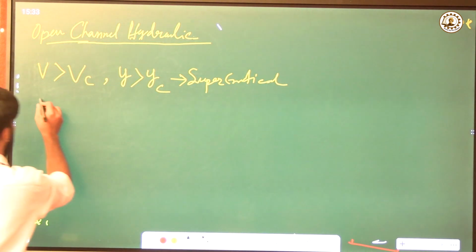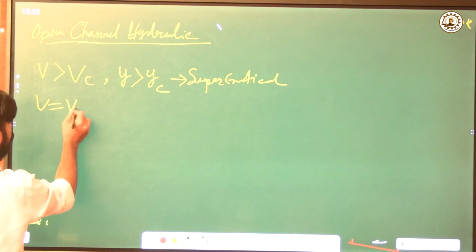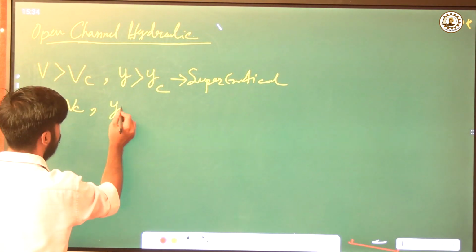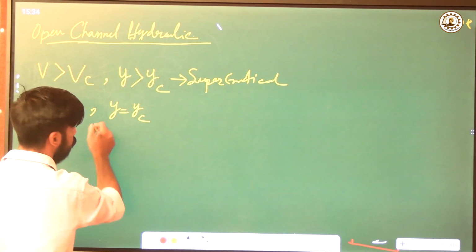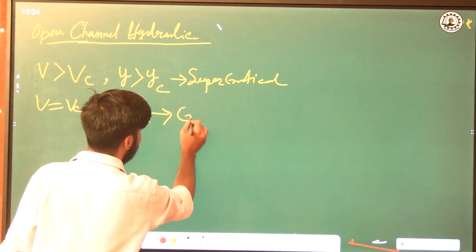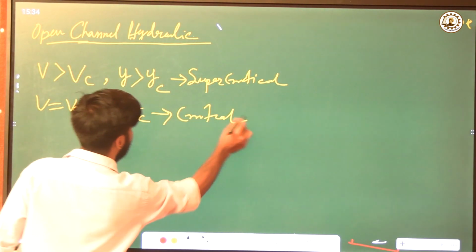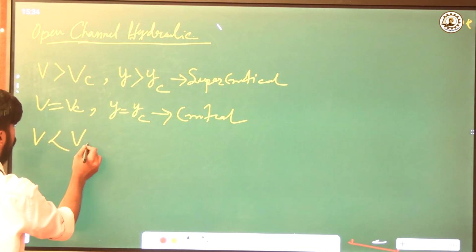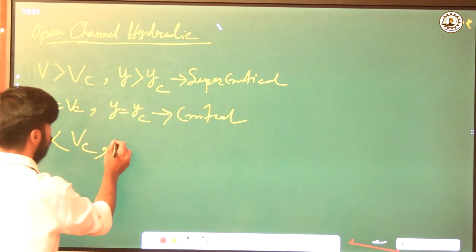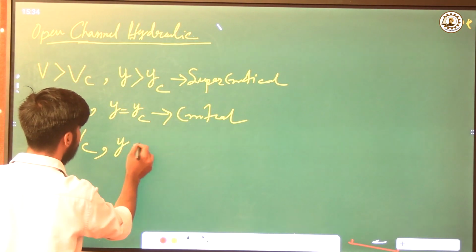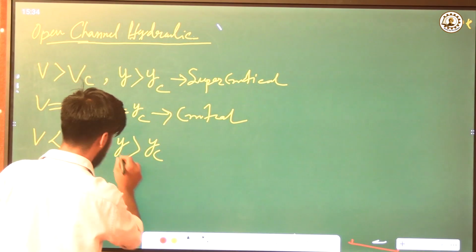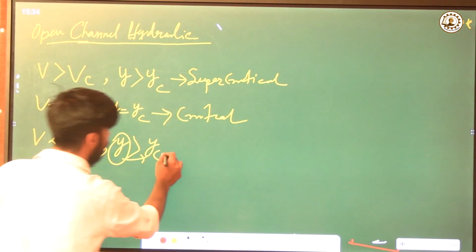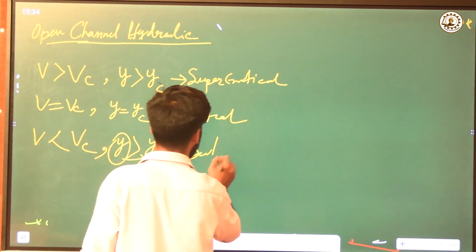If the velocity is equal to the critical velocity, or the critical depth is equal to the actual flow depth, it is called critical. And if the velocity is lesser than the critical value, or the flow depth is higher than the critical depth, we call it subcritical.